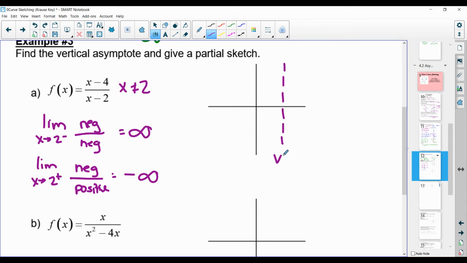So I've got to have a VA at x equals 2. But my end behaviors, as I approach 2 from the left-hand side, my graph is going to be approaching positive infinity. So that means it's going to be up here. And approaching from the right, my graph is going to be pointing downwards. So we're not sketching the whole graph. We're just looking at the end behavior.